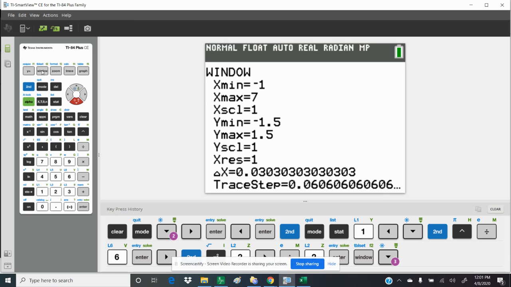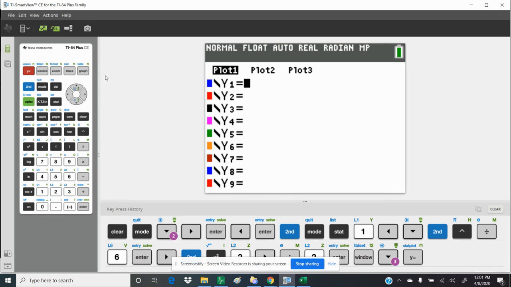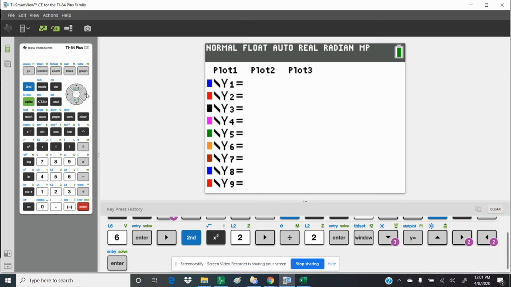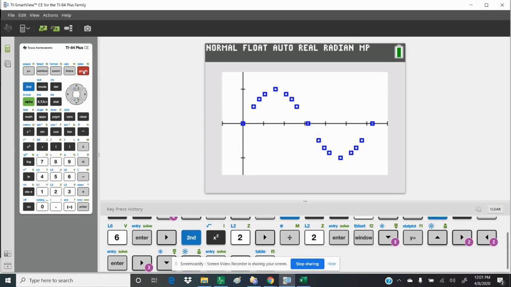And then if I just hit graph, you have to make sure your plots are on. So if you go here to your Y editor, you see if you scroll up here to plot 1, 2, 3. To turn your plots on and off, you just have to hit enter. So right now, none of my plots are on because none of them are highlighted. If I wanted to turn one on, I would just go here and hit enter, and now plot 1 is on. And then all I have to do is hit my graph button, and it's going to give me this curve right here. So that's how you would graph the sine function from the unit circle.